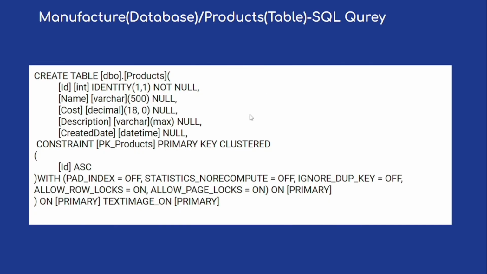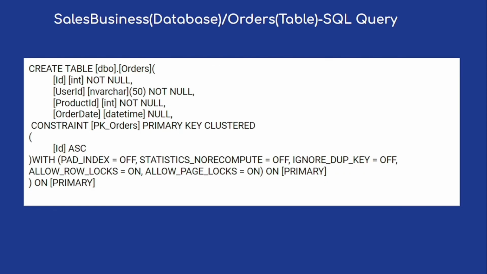This is the script for the manufacturer database, where I want to create the products table. It will have columns like ID, which is the primary key, name, cost, description, and created date. So this is the script for my products table. And here you can see the sales business database, and the table name is orders. This is the script for the orders table inside the sales business database. It contains ID, user ID, product ID, and order date. These are my sample databases and tables.